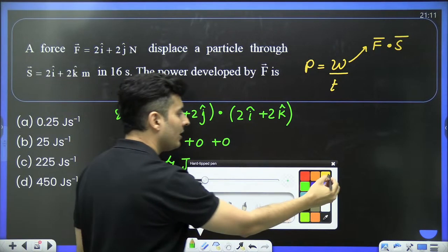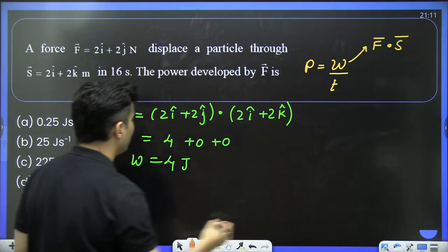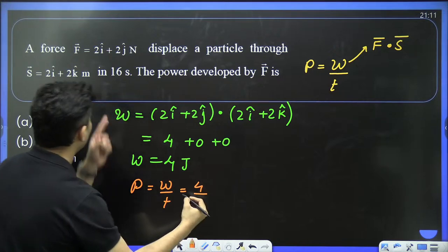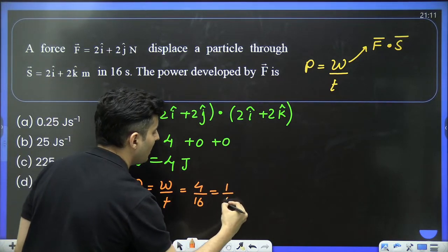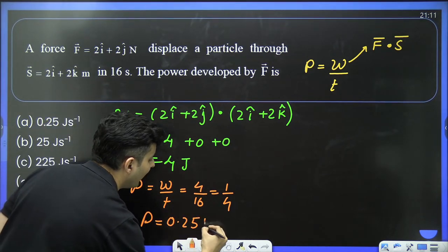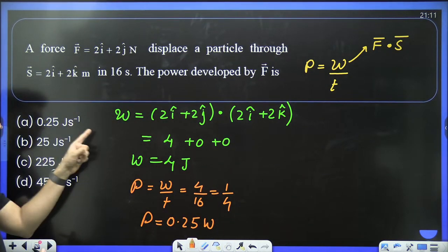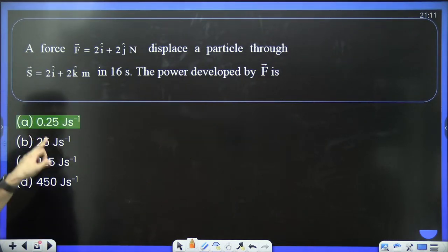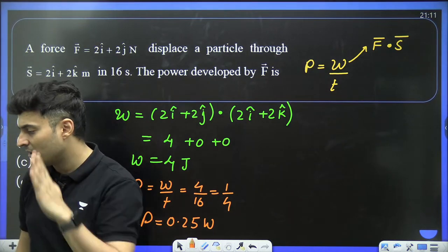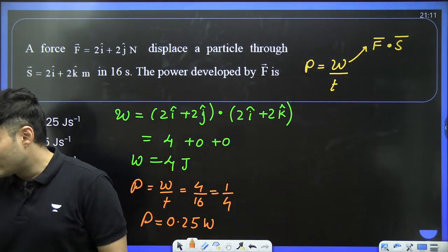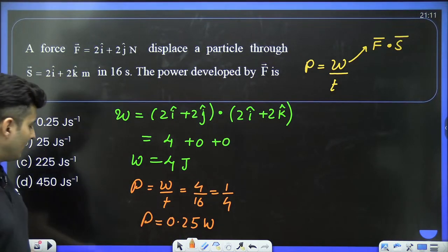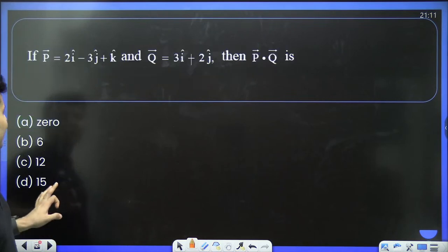Work is 4 joules. Next part, my dear warriors, is power, which is work by time. 4 by time, which is 16, which is 1 by 4. So power will be 1/4, which is 0.25 watts, or joules per second, one and the same thing. So answer is option A, of course. Got it? Simple, easy peasy lemon squeezy. Somebody forgot to divide it by 16. You would have got some different answer. Moving on to the next question.